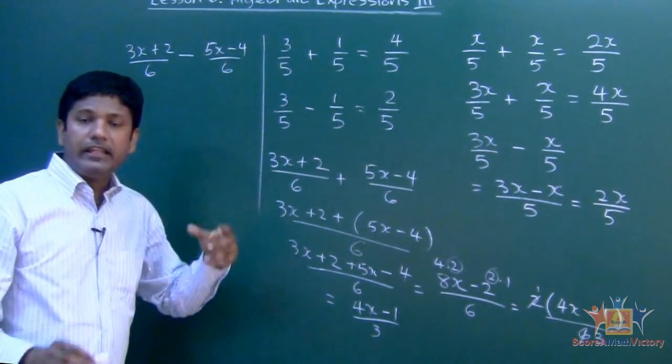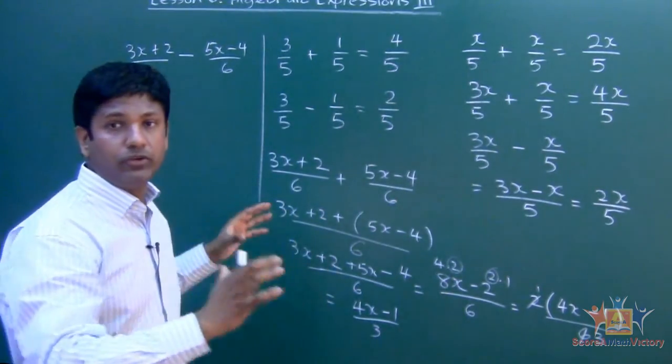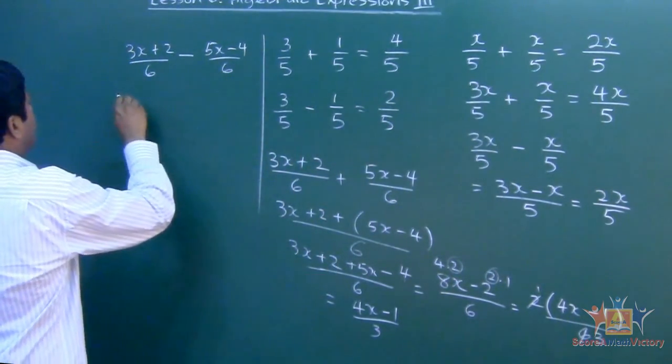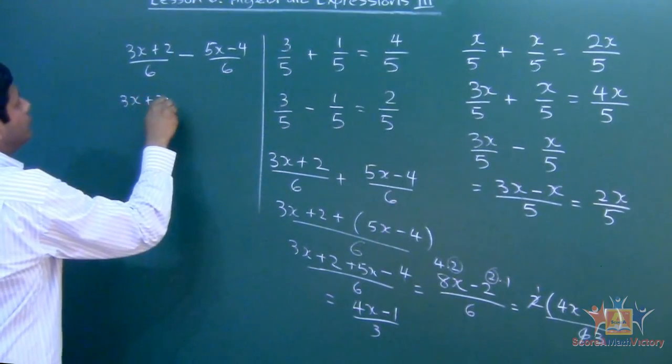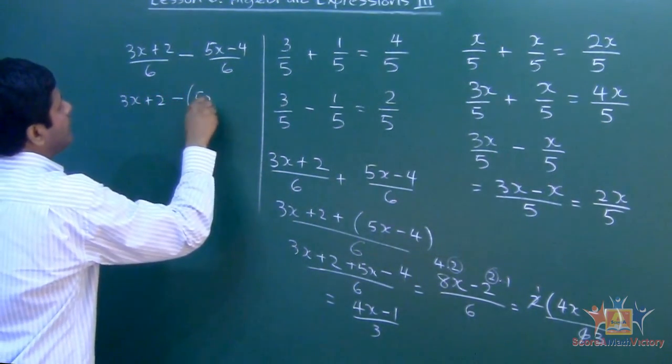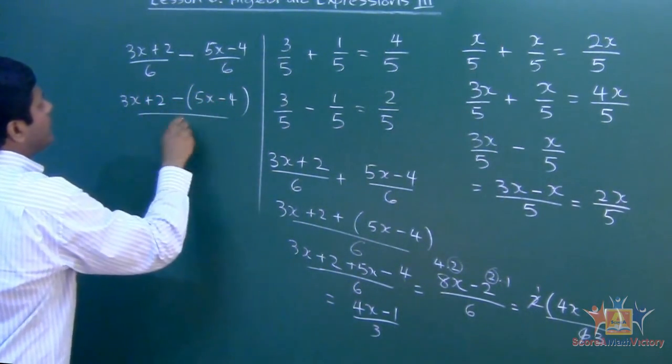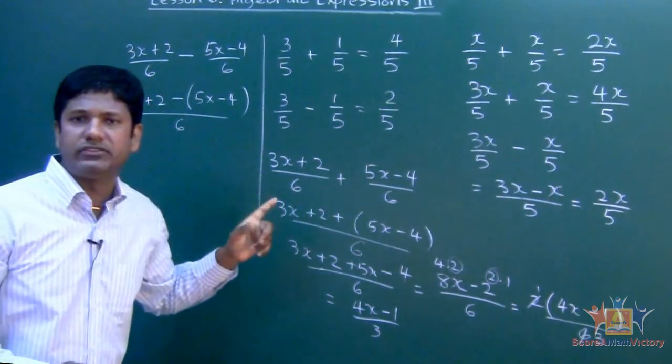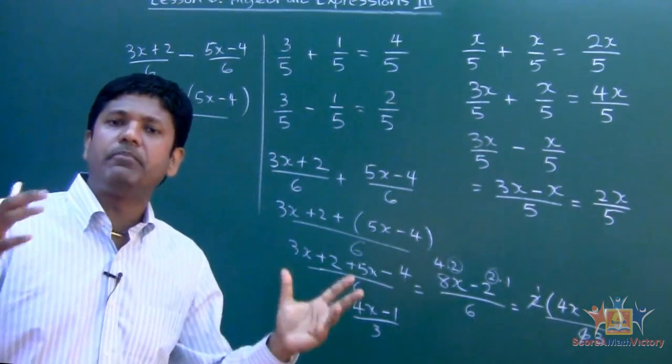Common denominator. That means I can subtract. So because they already are common, 6 and 6, that means I can write it this way: 3x plus 2 minus bracket 5x minus 4. Very important, especially when you're dealing with minus. Be generous in putting brackets, okay?